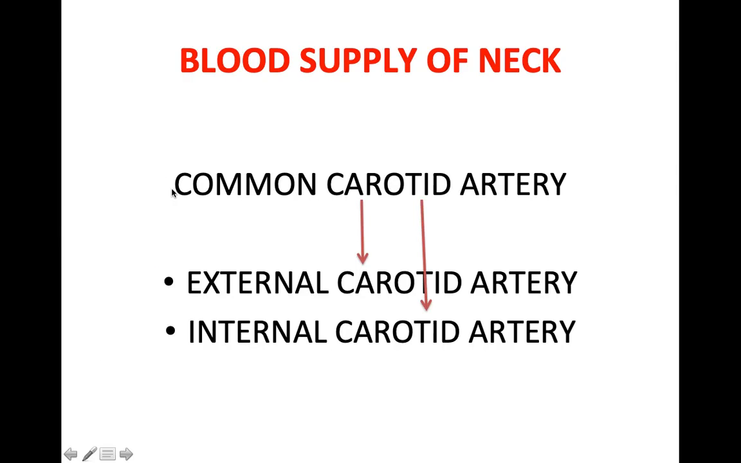So let's talk about the blood supply of the neck. The neck is supplied by the common carotid artery. There are two common carotid arteries, the right and the left. The right common carotid artery is a branch of the brachiocephalic trunk, whereas the left common carotid artery is a branch of the arch of aorta, hence longer in length.